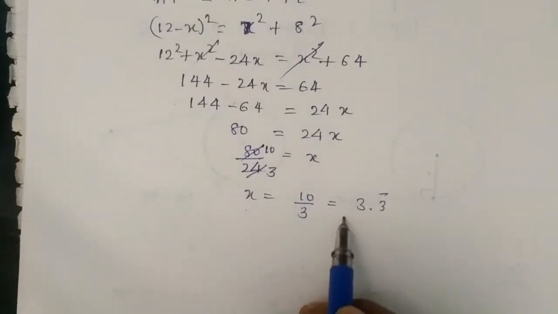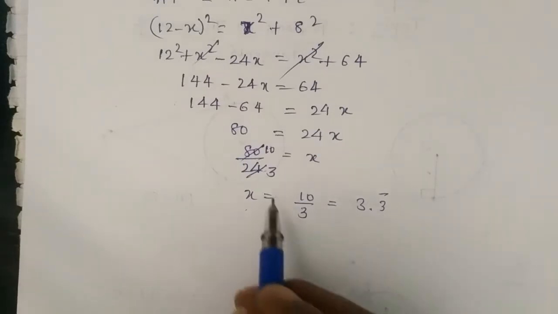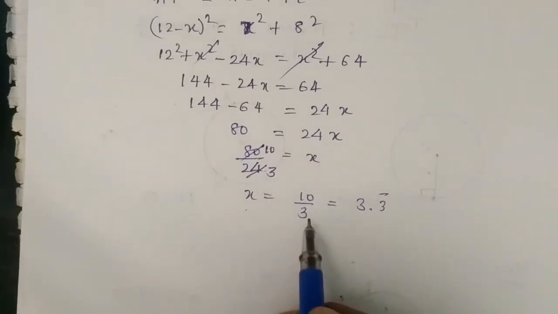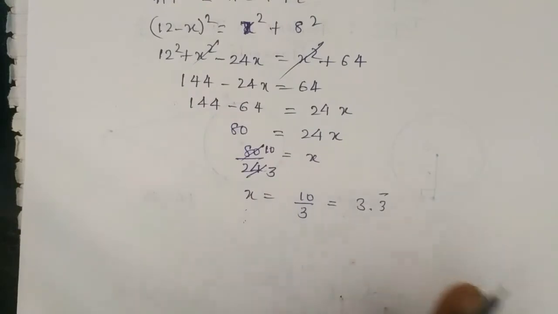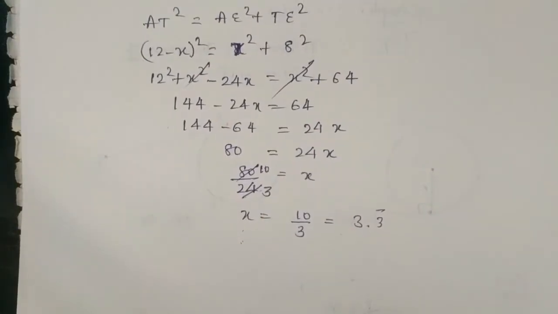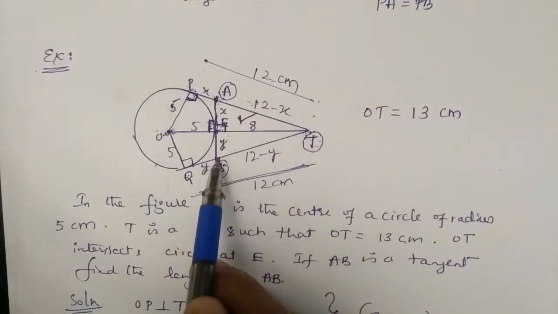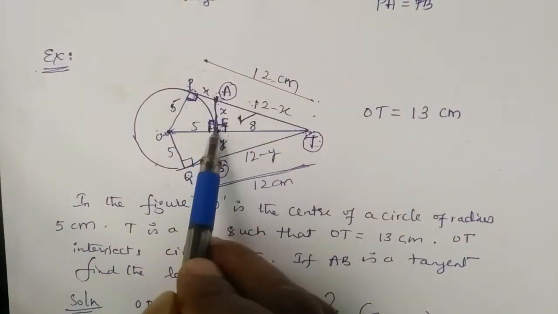Right. So x is equal to 3.3 bar, or it is 10 by 3. So that much we will get as the x value. But it is not yet over, because the question is to find AB. The question is to find the AB length. Just now we got AE.